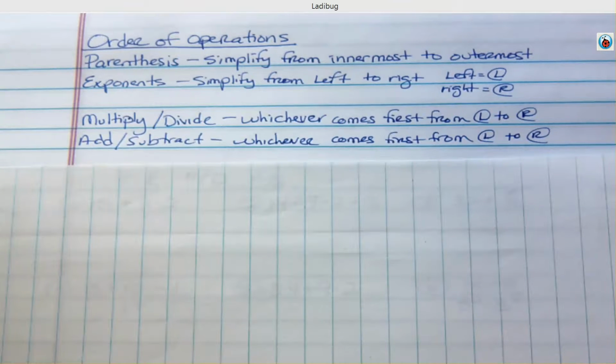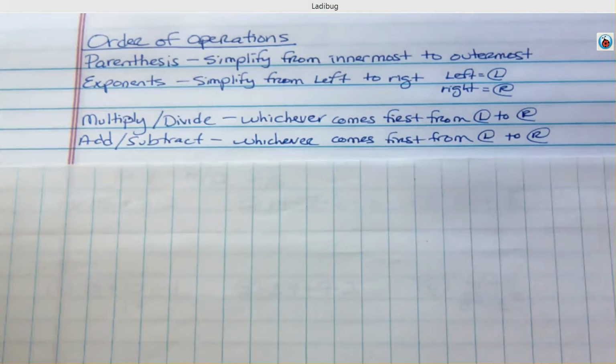We're doing order of operations with just whole numbers today, so no negatives or fractions or decimals. So if you're getting those kind of answers, that means you made a mistake. Order of operations go like this.